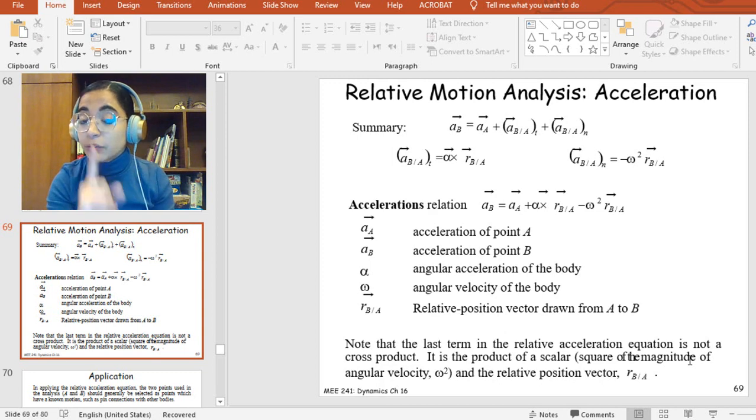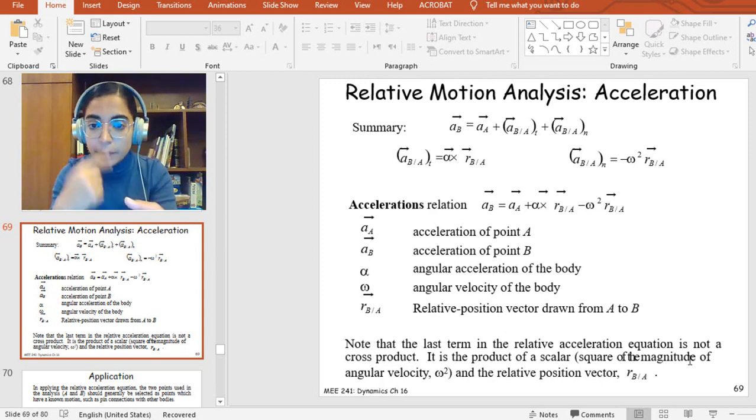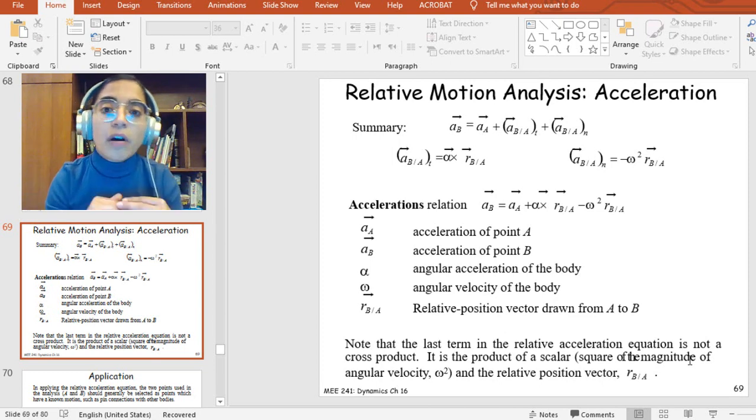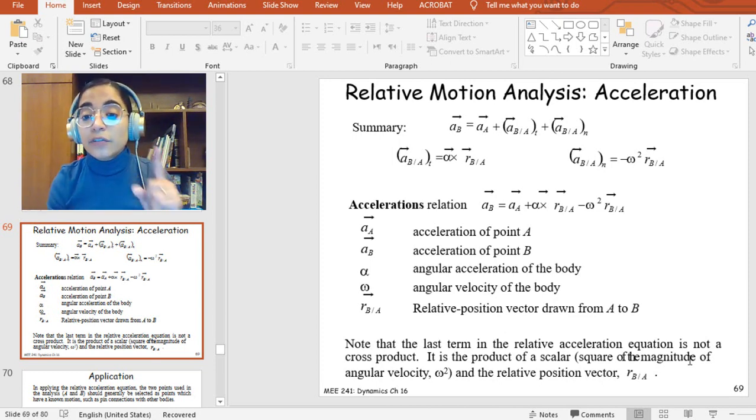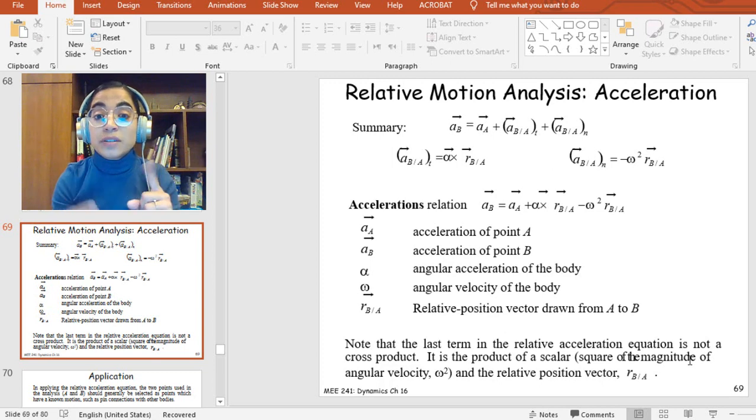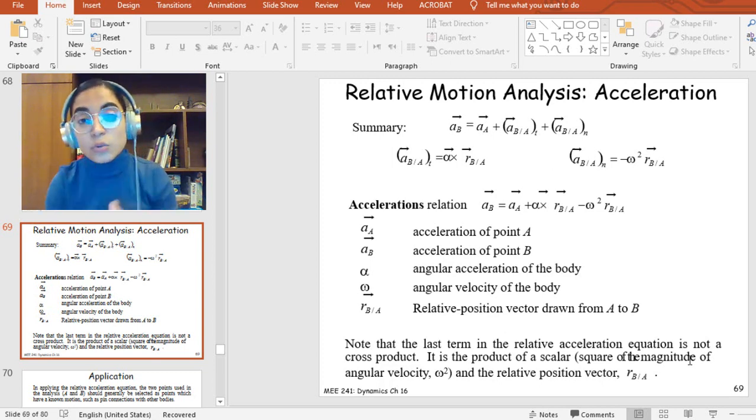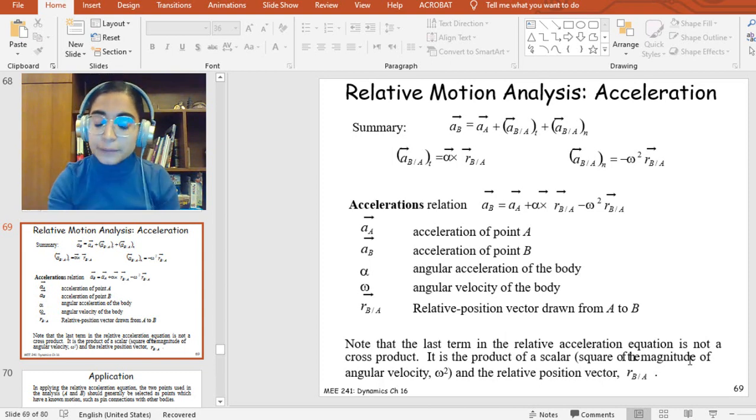And remember, RB with respect to A is the position of B with respect to A, which means it's AB, not BA, minus omega squared RB with respect to A. And don't forget that the normal acceleration is towards minus RB with respect to A. So it's towards minus AB, which means it's towards BA, right?